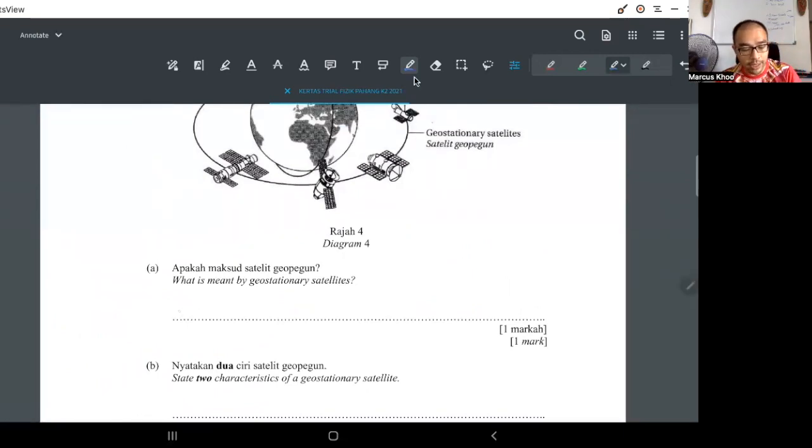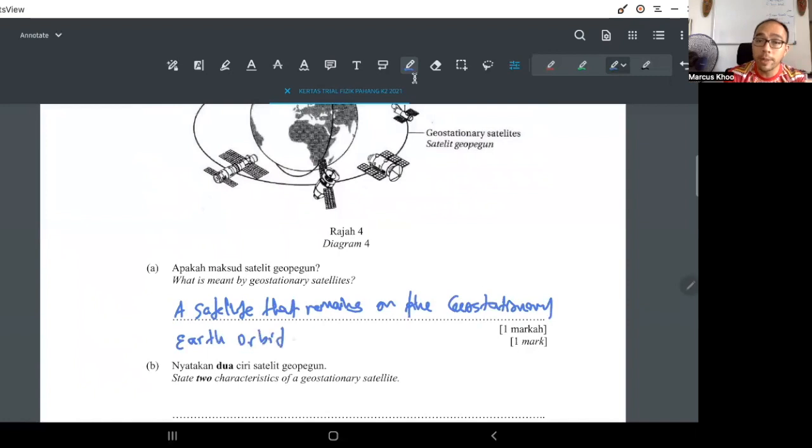So a geostationary satellite is a satellite that orbits, sorry, I shouldn't say remains. A satellite that orbits, it is orbiting, on the geostationary Earth orbit. That is a geostationary satellite. It is located on the geostationary Earth orbit.